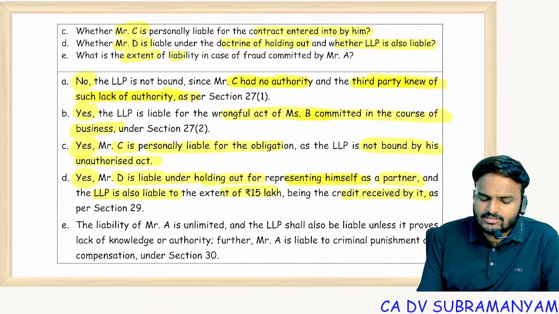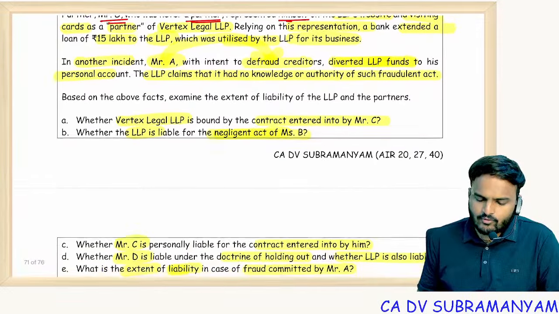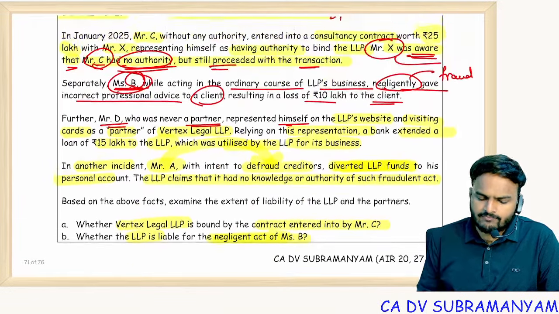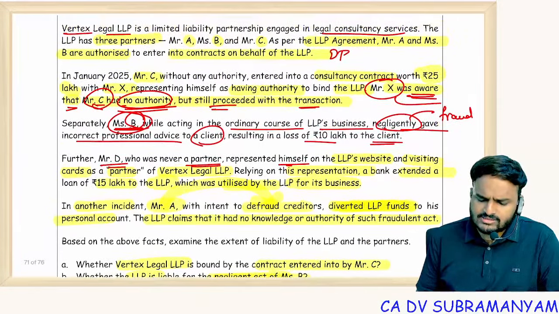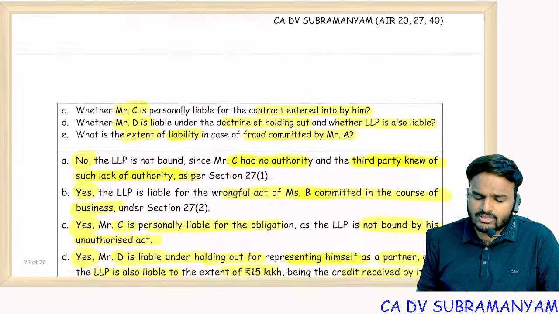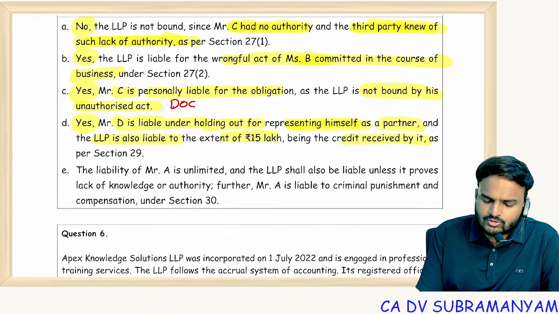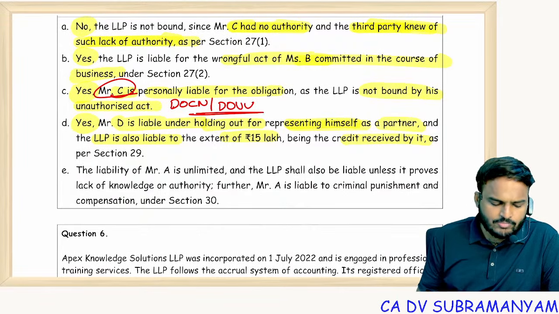What is the extent of liability in case of fraud committed by Mr. A? So Mr. A, what fraud did he commit? He diverted LLP funds. And what did Mr. C do? C without authority entered into a consultancy agreement. So the doctrine of constructive notice and the doctrine of ultra vires will apply. LLP is protected. The individual partner is personally liable.